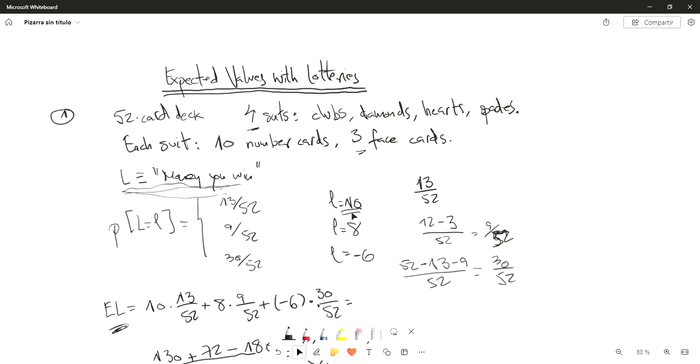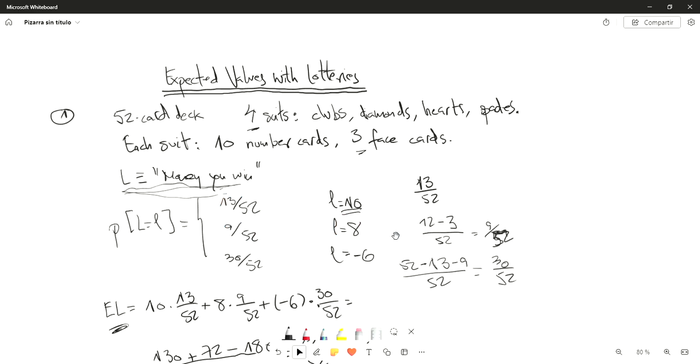So L is the amount of money you win. And the situation is that you pick a heart. To get a heart, the favorable outcomes are 13, because there are 13 hearts in a 52 card deck. So those 13 are the favorable outcomes, and the total outcomes are 52. So that's why the probability is 13 over 52.